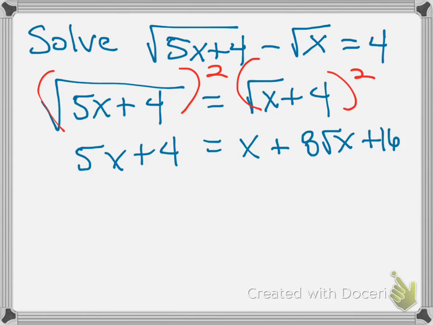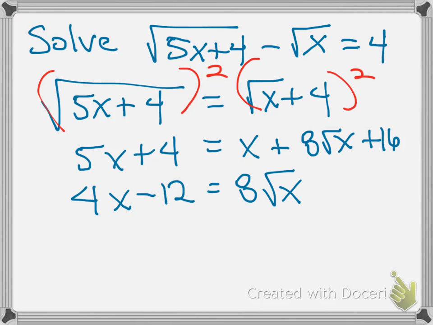Now what we want to do is collect all of the terms that involve an x on one side of the equation. So we're combining like terms here. So we'll have 4x. If we subtract 16 from both sides, we would get 4x minus 12. That would be equal to 8 square root of x.